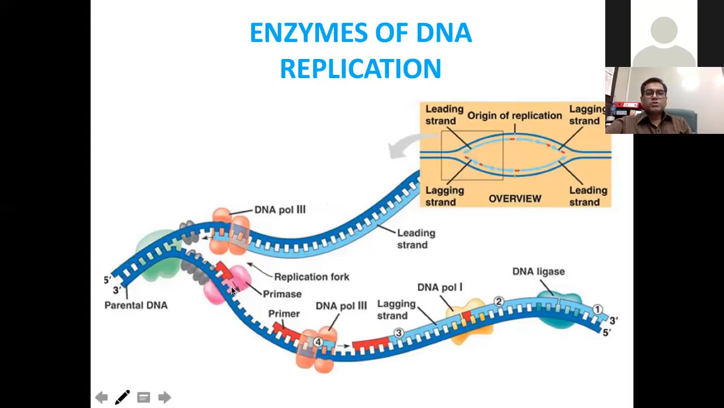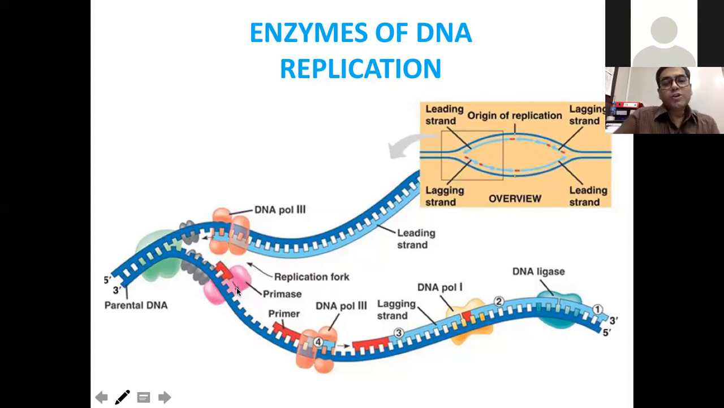Okay, so the primer is synthesized, and the primer is needed to start the process of replication. Okay, and this red fragment is known as the RNA primer, or the primer. This primer is synthesized by the primase enzyme.